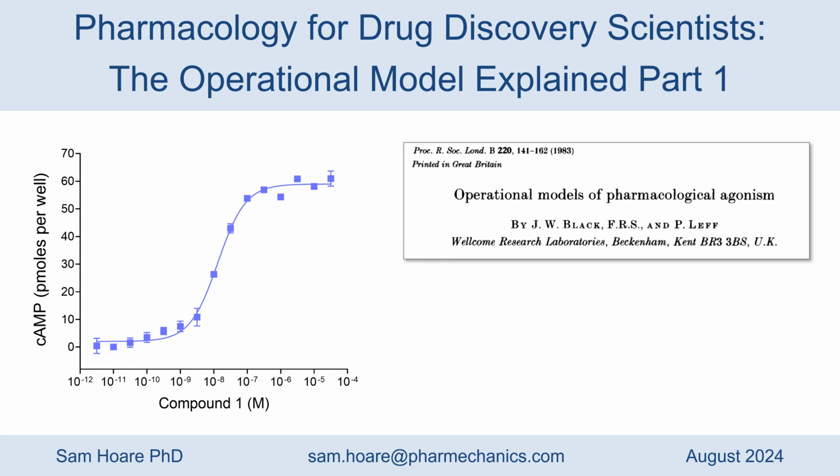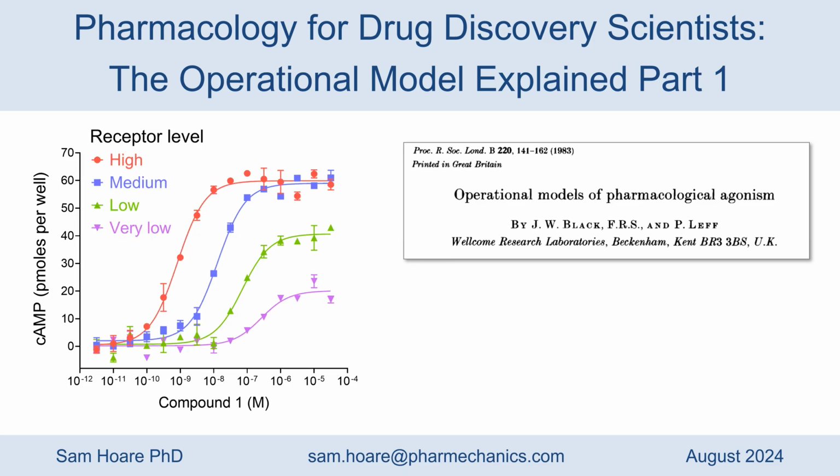Let's expand the graph data here. Here we are varying the expression level of the GPCR. We are testing the same agonist on 4 cell lines with varying levels of receptor expression from high to very low. This shows us that the response to the agonist changes dramatically with the GPCR expression level. This is a typical observation in GPCR pharmacology.